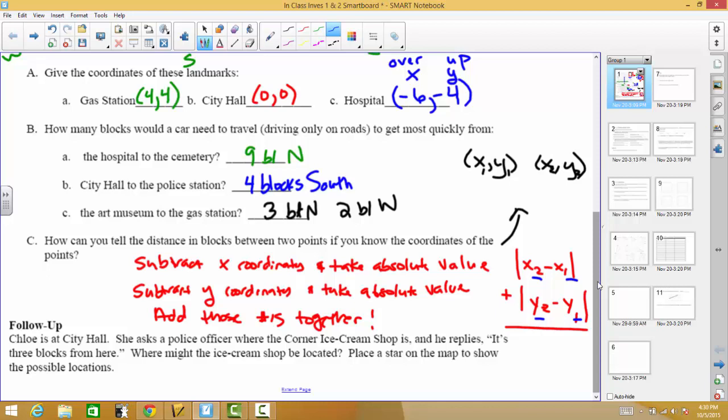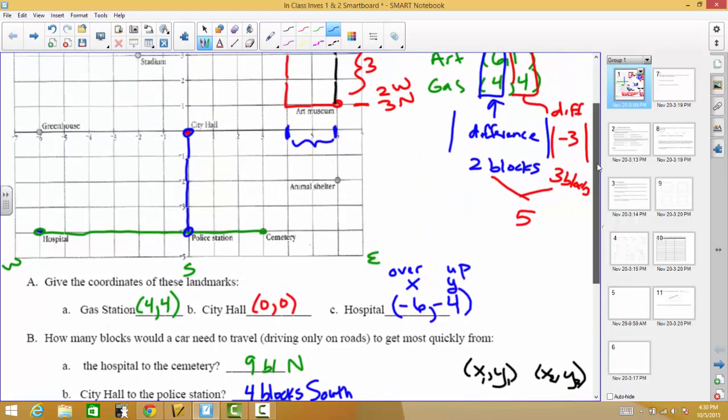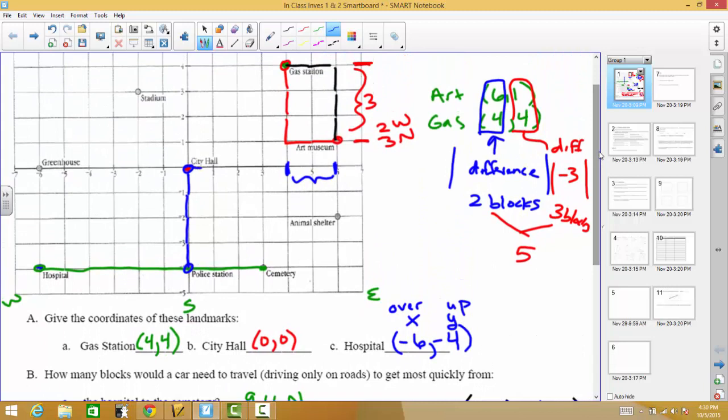Okay, Chloe is at City Hall. She asks a police officer where the ice cream shop is. It is 3 blocks from here. So where could it be? So let's go to City Hall. And we're going to go 3 blocks. So 1, 2, 3. It could be here. It could be 1, 2, 3. It could be 1, 2, 3. You see the lovely pattern that's happening.